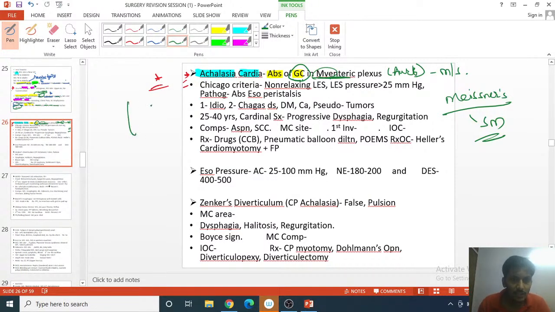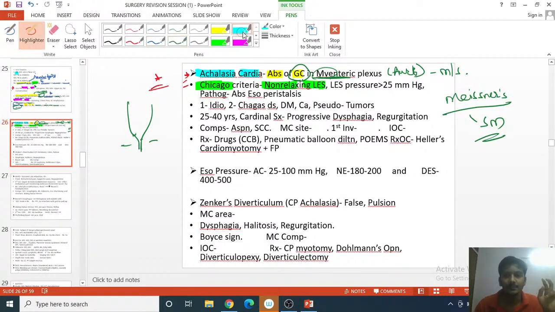So the lower esophageal sphincter undergoes constant spasm, it will be in persistent spasm. Please remember, okay? To diagnose achalasia cardia there is a criteria, and that criteria is known as Chicago criteria. Please remember, for achalasia, which criteria we have? We have Chicago criteria. The Chicago criteria needs three components. First is a non-relaxing lower esophageal sphincter. So the LES would be non-relaxing. Okay, it is in persistent spasm.